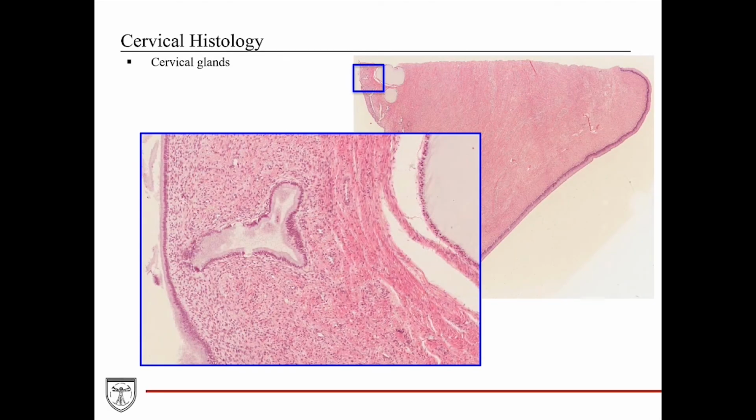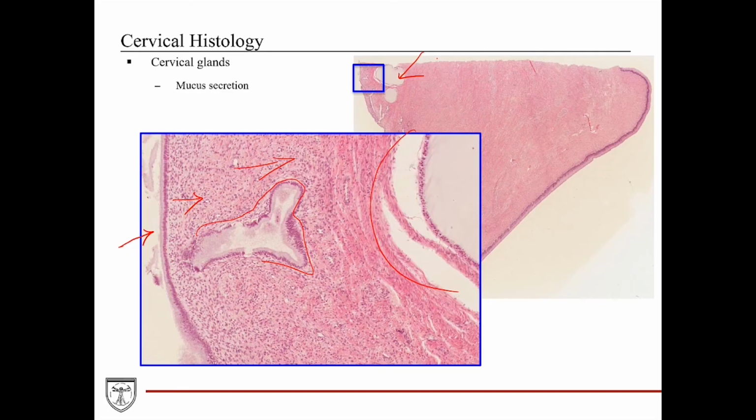At higher magnification of the boxed area, we can once again see the non-ciliated simple columnar epithelium lining of the cervical canal, and in the lamina propria and deeper connective tissue layer, we can appreciate these large and elaborate and somewhat even dilated mucus-secreting glands. And during pregnancy, these mucus secretions are a bit thicker. Therefore, the cervical canal is occupied by a thicker mucus plug, which provides some protective role for the developing fetus in the uterus.